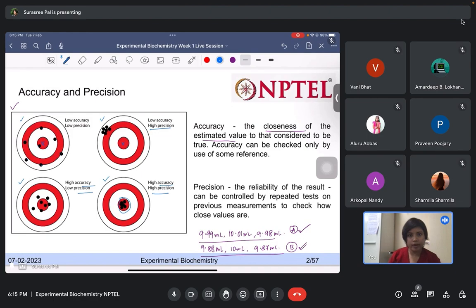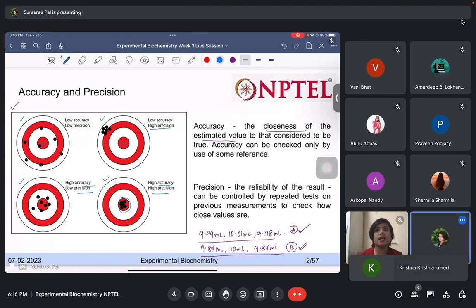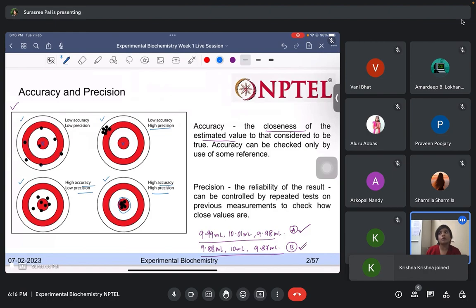So in our experiments, we should try to attain results which are reliable. That means after repeated experiments, we are getting the same value or the same result, which means our result is precise, and we should also be able to achieve accuracy. That means we should be able to reach close to the right value or the standard value, right? So that is the difference between accuracy and precision.